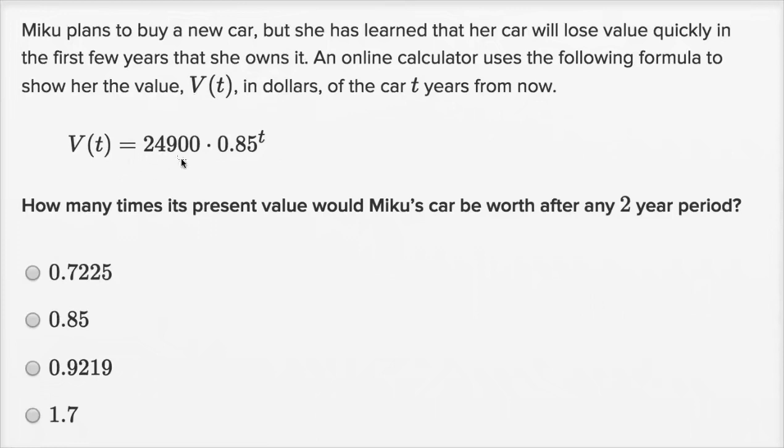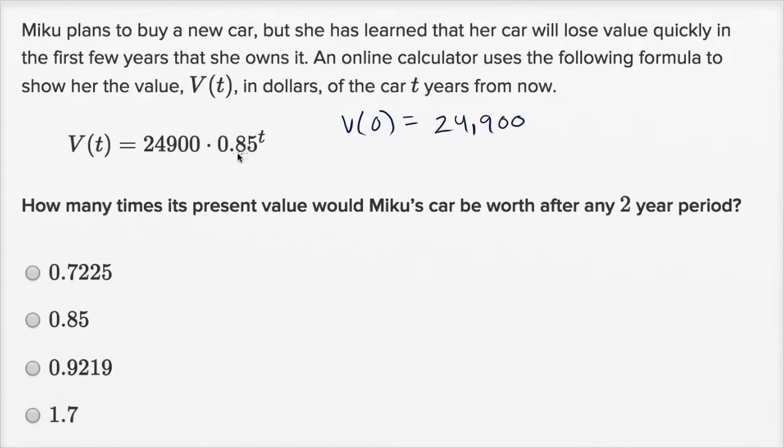When t equals 0, it's always good to see the starting conditions. So V of 0, at time equals 0, is when the car is brand new. 0.85 to the 0 power is just going to be 1. So the brand new value of the car is $24,900.